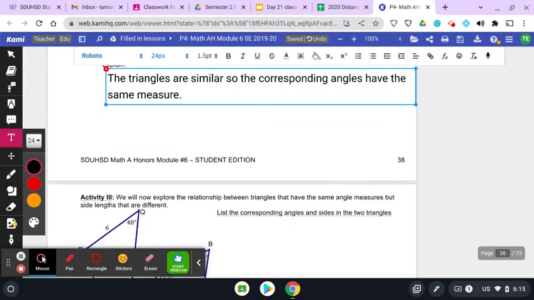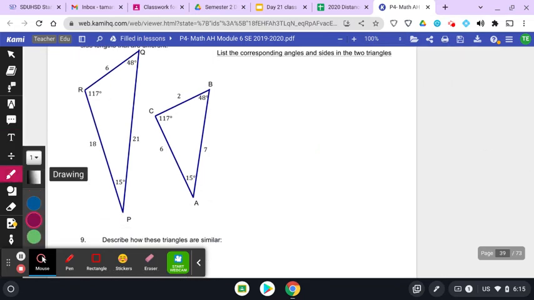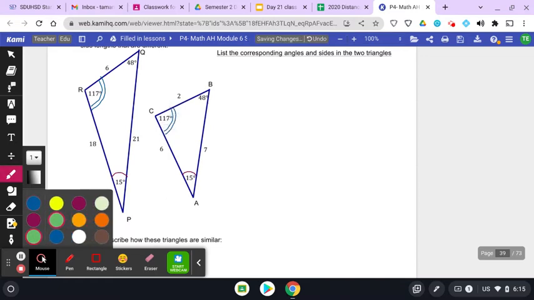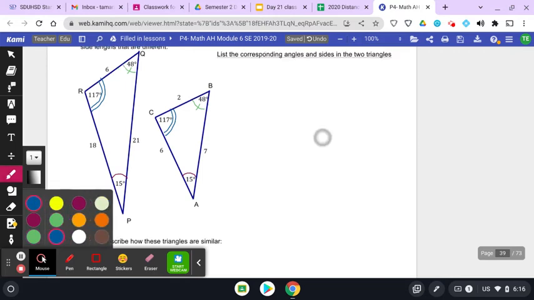All right, moving on to activity 3. We will now explore the relationship between two triangles that have the same angle measures, but the side lengths are different. So these are similar triangles. Here I see that I have 15s both in the bottom corner, and then I have that 117 up in the upper left corner, and then I have the 48 up in the upper right corner. So I see that all the angles are congruent. So I have similar triangles.